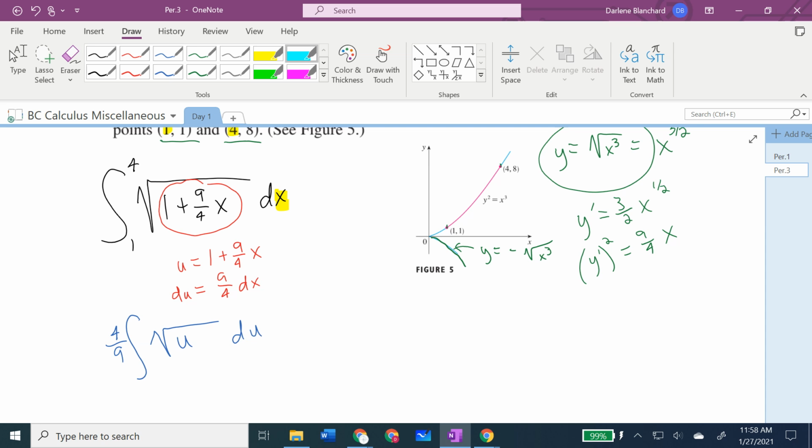And then I'm going to change the x limits into u limits. First, I have the lovely plugging in 1 times 9/4 plus 1 gives me, oh yes, a fraction, what I always wanted. And then plugging the 4 in, I get 1 plus 9 is 10. Yay, nice. And then everybody practices integrating. Add 1 to the exponent. 1/2 plus 1 is 3/2. Multiply by the reciprocal.